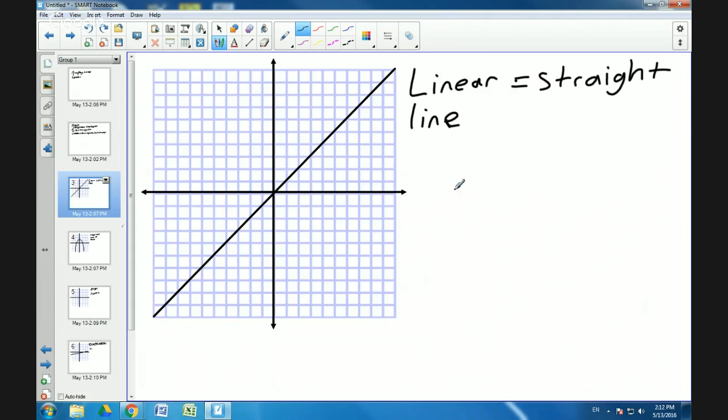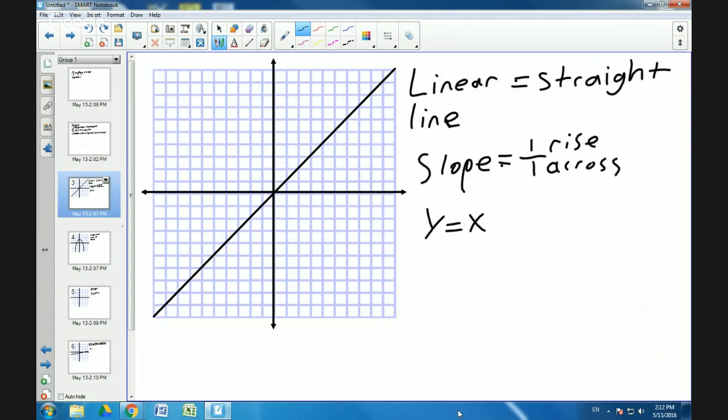So the slope would be 1 over 1. As it rises 1, it goes across 1. What this would be is 1. So the equation for this would be y equals x.